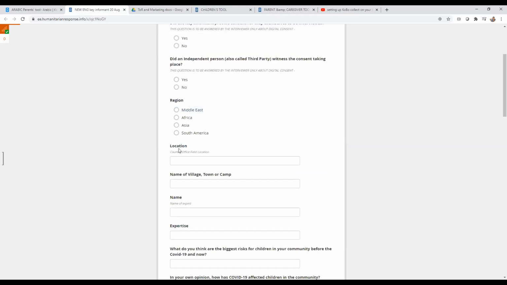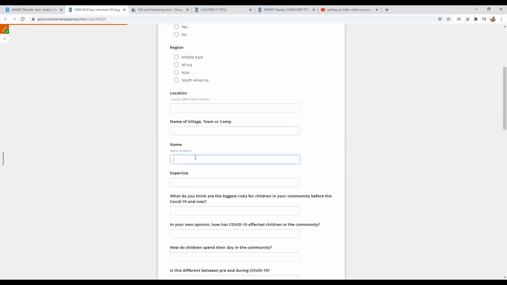So the region is important. The location, as we said, could be different. It could be the country office or the field office location, as I put here. And here, this could be a different location than the field office location. It could be in a camp or somewhere else. This is the name of the expert. And what is the expertise? Is he or she a teacher, a child protection officer, or a psychosocial support person? Is this person working for WHO or for UNHCR or what? We can put it here.